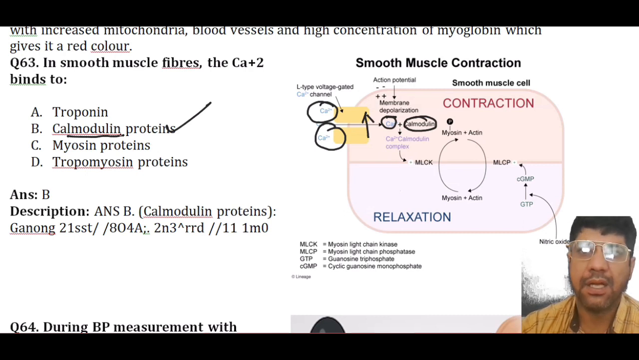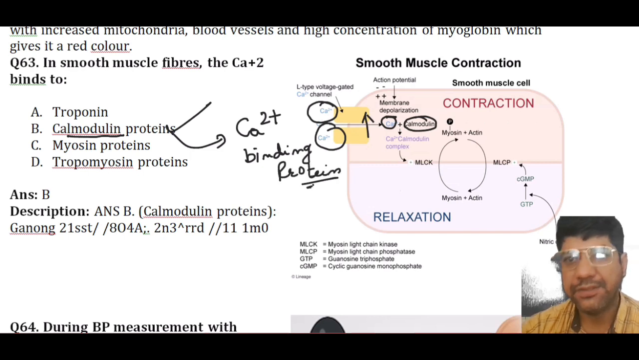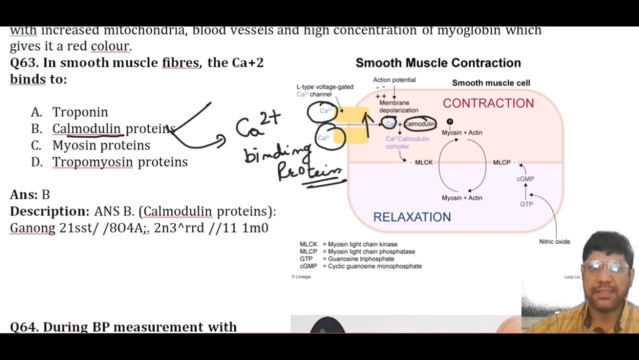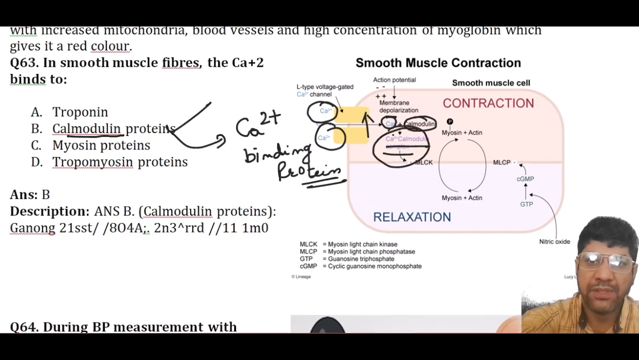This calmodulin acts as a calcium binding protein. When calcium binds to it, it undergoes a conformational change. The binding of calcium to calmodulin forms a complex that is known as the calcium calmodulin complex. This process is important for smooth muscle contraction.